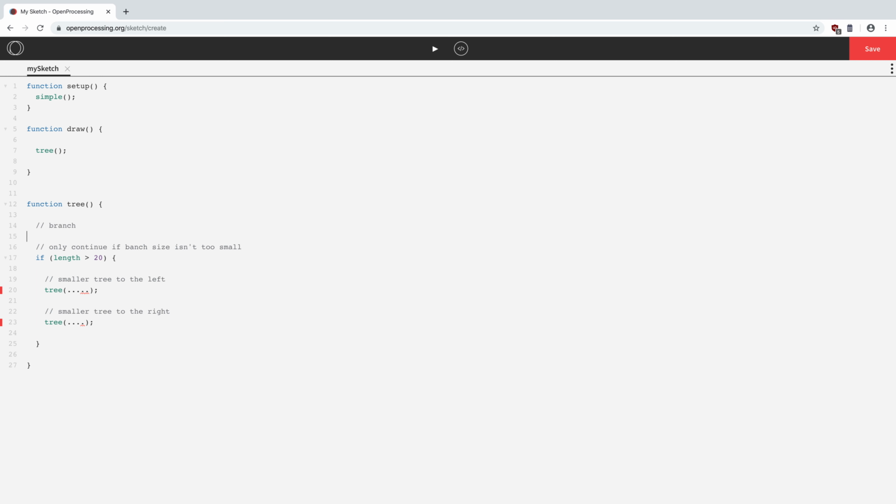Okay, so we need to have a length parameter. So the tree has to be passed a length. We might start our tree off with length, let's say 200. Yeah, okay. So we start a tree off with length 200 as the first branch. That's up here. And that calls a function tree with the 200 as a length.